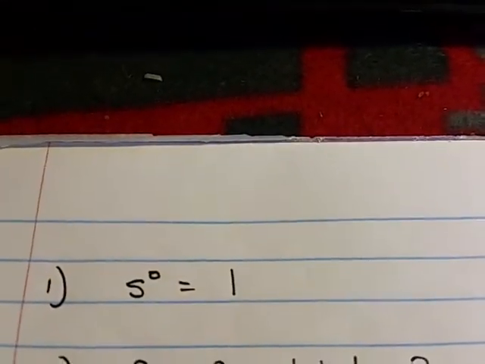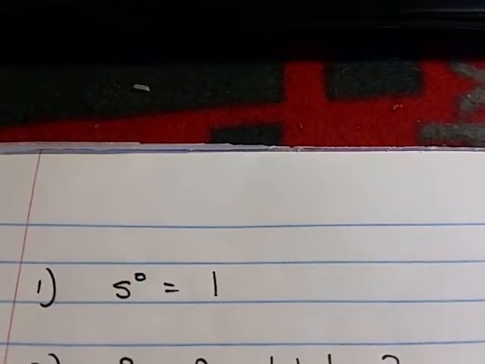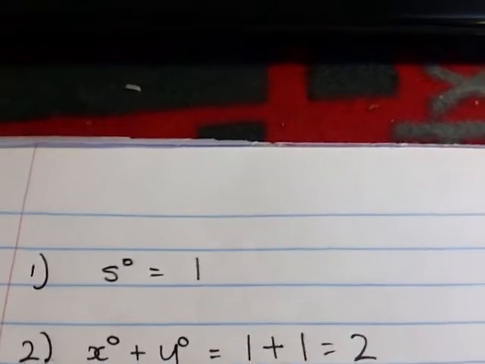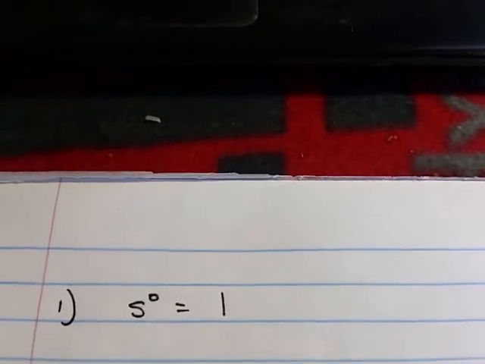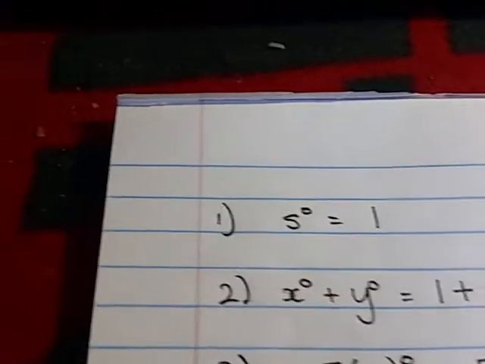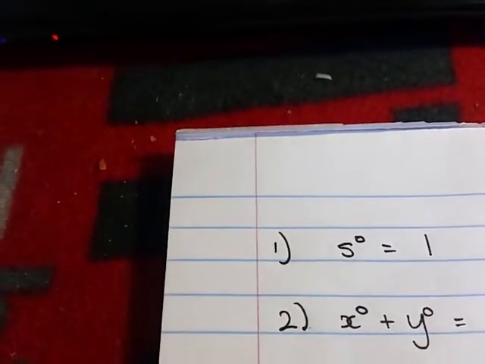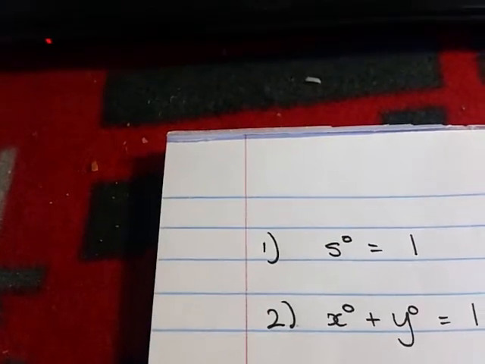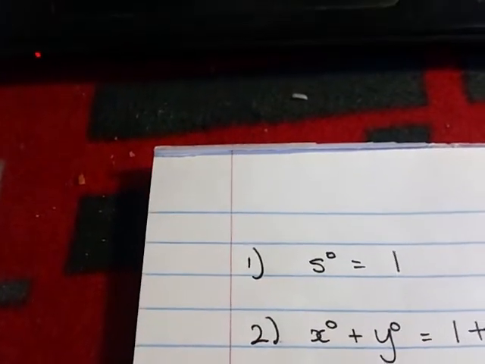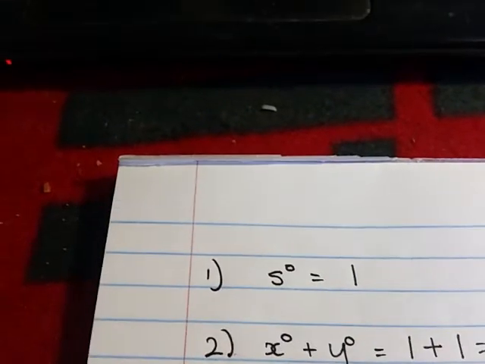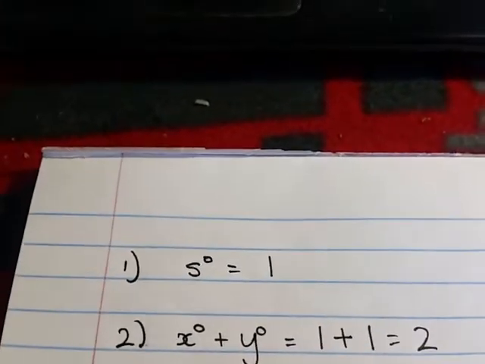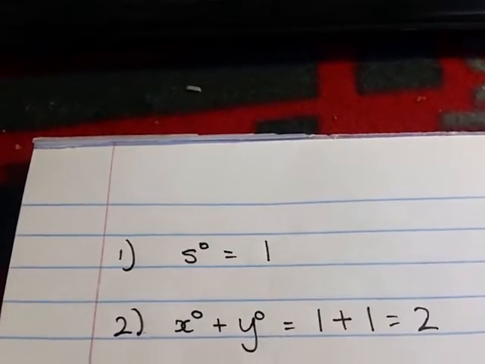So the first one, we had s to the 0, which simply equals 1. That's it. That's all you have to do. The second one, we have x to the 0 plus y to the 0. x to the 0 is 1. y to the 0 is 1. 1 plus 1, the answer is 2.